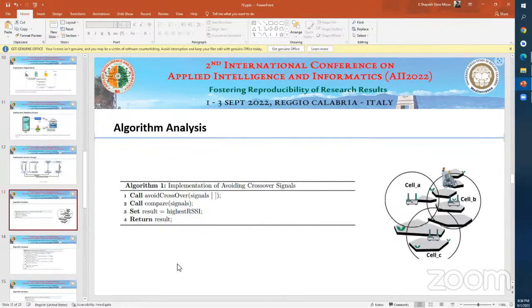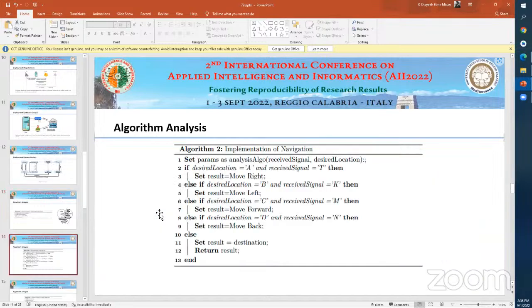Okay, then the algorithm analysis here is to avoid crossover signals. The main thing is to compare the received signals and only catch the highest RSSI values. And the algorithm analysis for navigation: for example, the user wants to go to A, and his or her received signal is T. According to these parameters, our app will decide to move to the right, and the rest of the cases work in the same way.